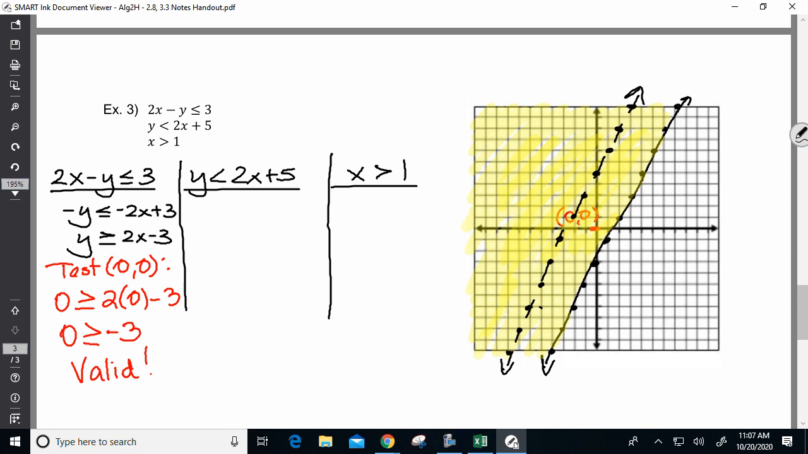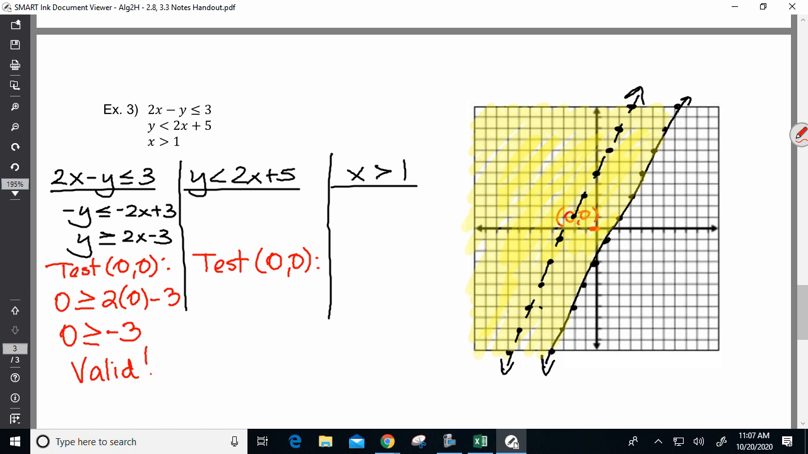So, I've got my second line. Now I need to test. I got to figure out where it's going to be less than. What point do I want to test? What point should I test? Zeros. If you use 0, 0 again, it's not on the line, so you can use 0, 0 again. There's no rule that says I can't use the same point for another inequality. That's correct.